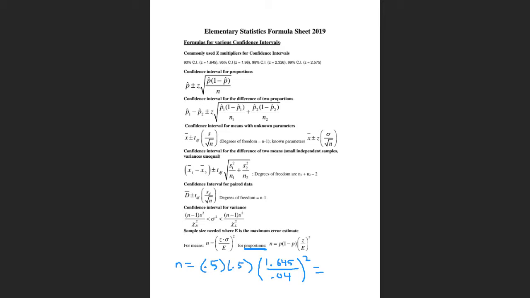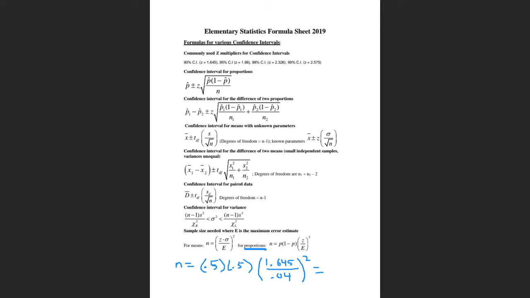1691.27. And then you take that times essentially 0.5 times 0.5, which is 0.25, right? So 422.82. So your answer, you would need 400. You always have to assume one more if there's anything over. So it's going to be 423.